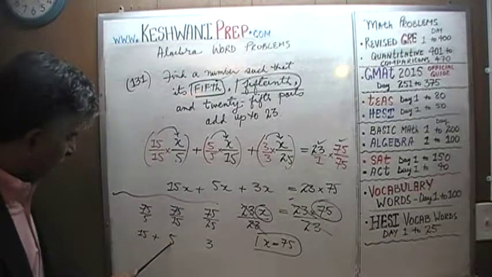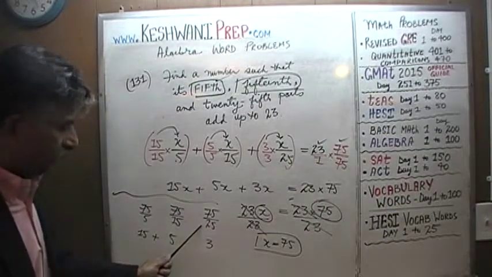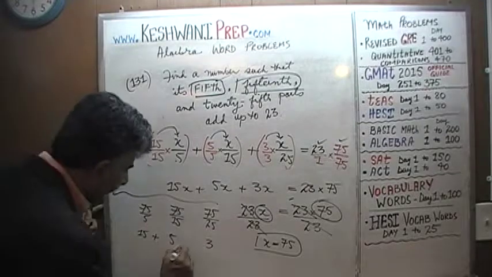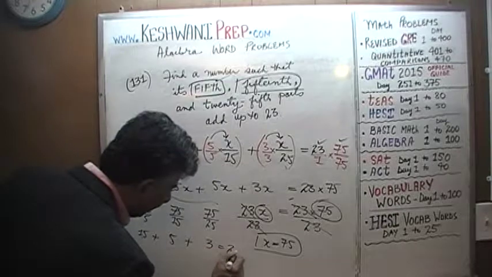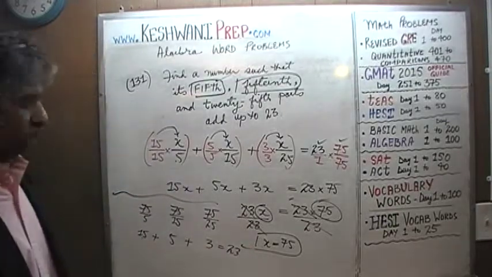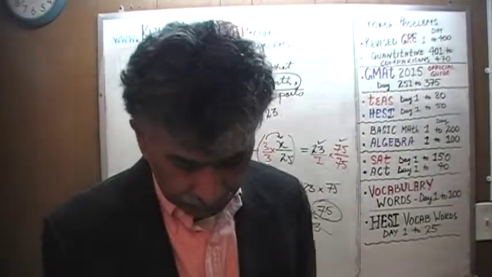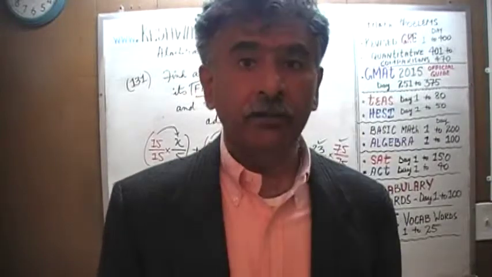The 15th of it we found out was 5. 15 plus 5 is 20. And the 25th of the number is 3. 15 plus 5 is 20. 20 plus 3 is 23. They do indeed add up to 23. Turns out that our answer is correct.